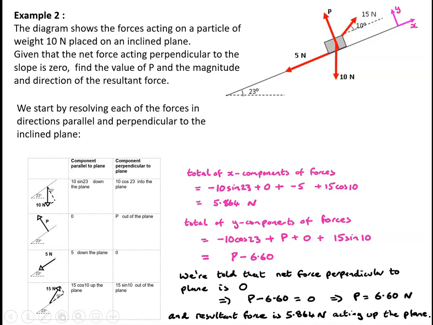We'll be coming back to inclined plane problems quite a bit in subsequent videos.